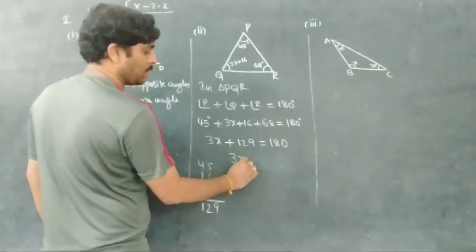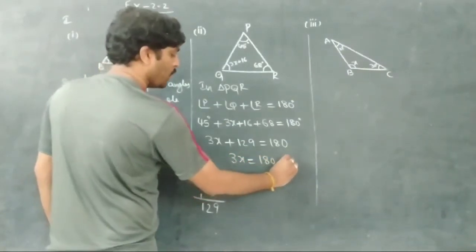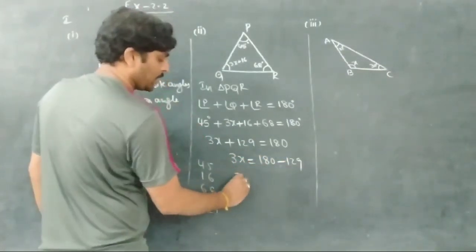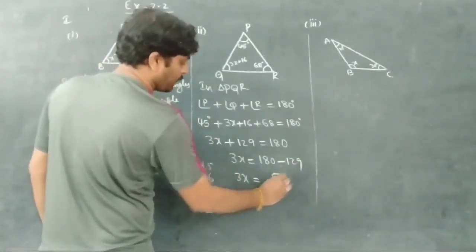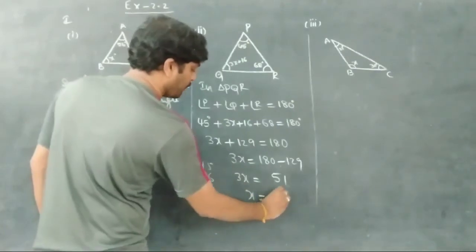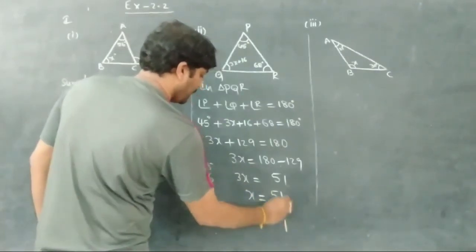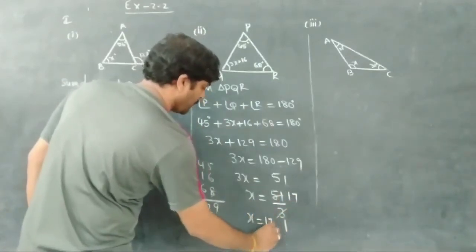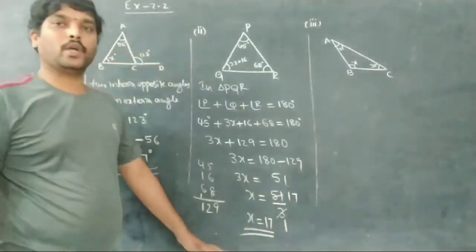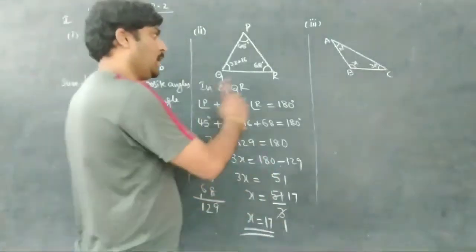Now 3x is equal to 180 minus 129. 3x is equal to 51. Now x is equal to 51 by 3. 3 ones are 3, 3 sevens are 21. So x is equal to 17 degrees. Here we got 17.